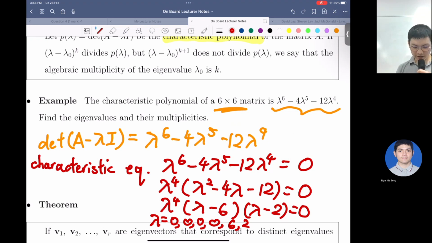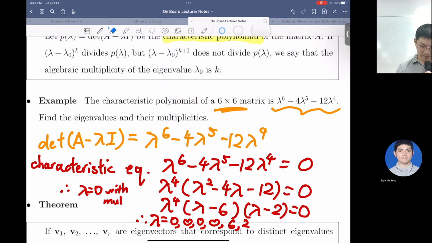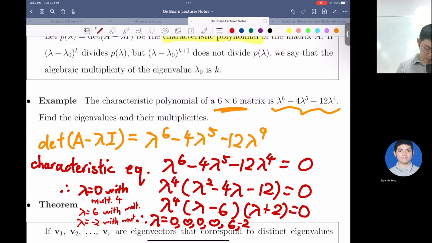Or you can say that lambda equals 0 with multiplicity 4, and lambda equals 6 with multiplicity 1, and lambda equals minus 2 with multiplicity 1.